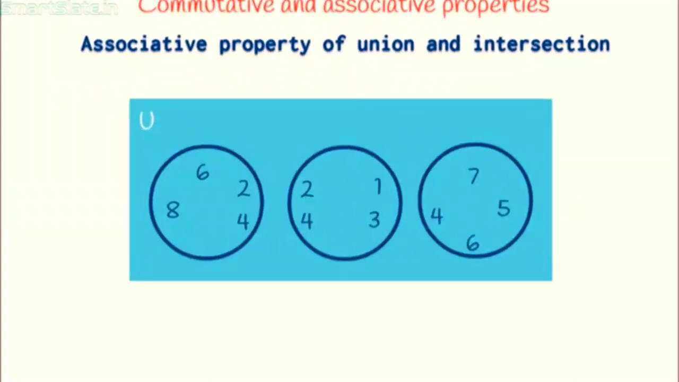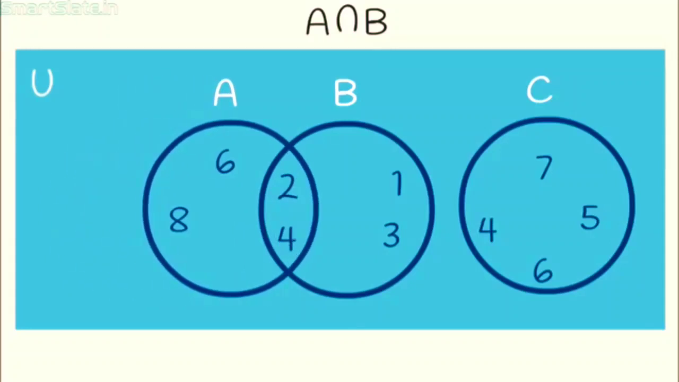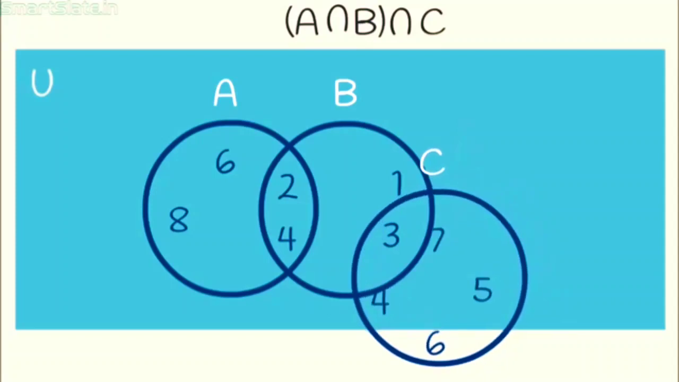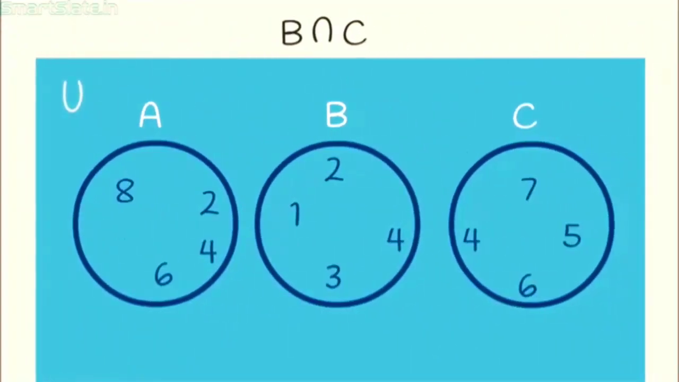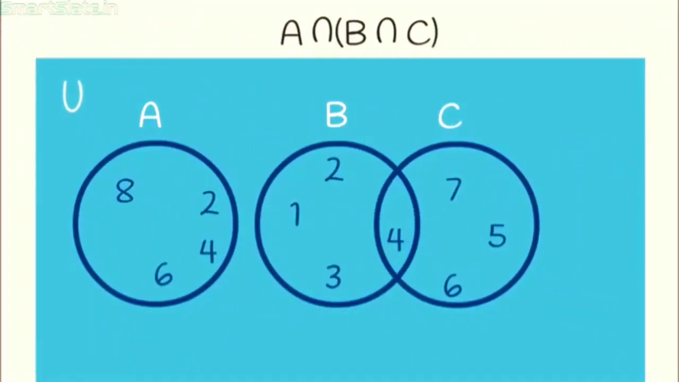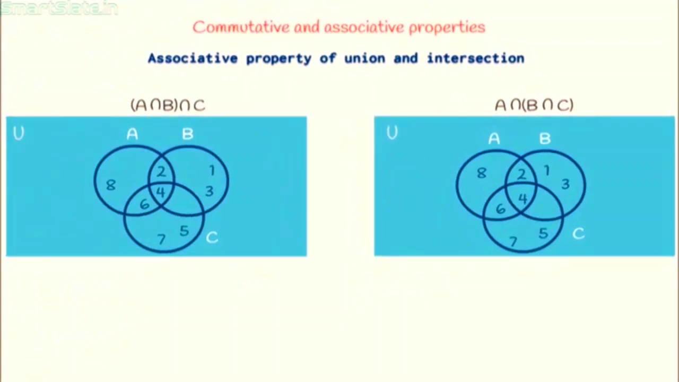Now let's take an example with the elements A is equal to 2, 4, 6, 8 and B with 1, 2, 4, 3 and C 4, 5, 6, 7. Now in this diagram, this is the intersection of A intersection B intersection C. Now first we find B intersection C. Then intersection of this set with A. If we observe, both the diagrams resemble the same. Now we arrived that associative property of intersection is true under set operations.